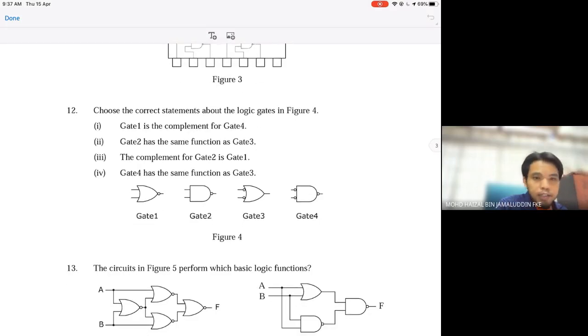Okay, so number 12 again. The same as the previous example. You need to draw the truth table for each of the gates. If you don't draw the truth table, it will be difficult for you to answer question number 12. For example, gate 1 is the complement of gate 4. How could I know? That means the output of gate 4 should be opposite to gate 1. Gate 2 has the same function as gate 3. I couldn't know if I don't draw the truth table.